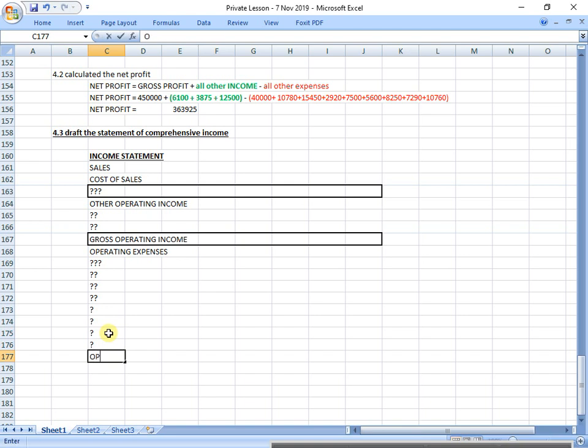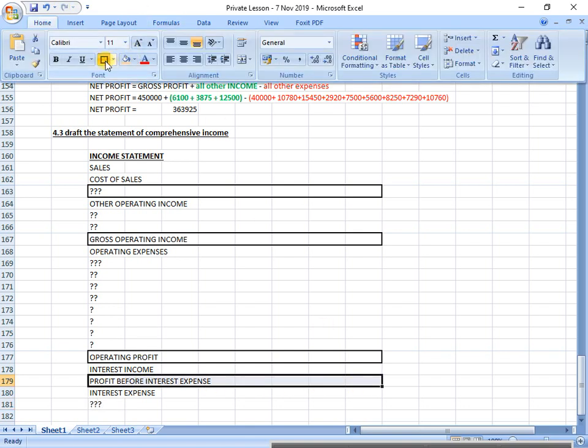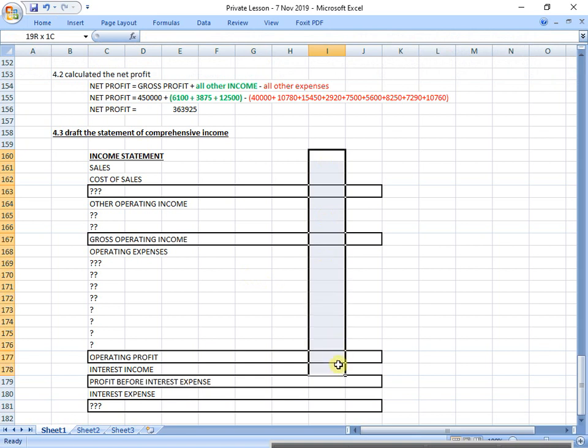Okay, then they gave you operating profits. Then they gave you interest income. Then they gave you profit before interest expense. Then interest expense. And then a blank. Okay, that's what they gave you. Right, and then they gave you 2 columns.